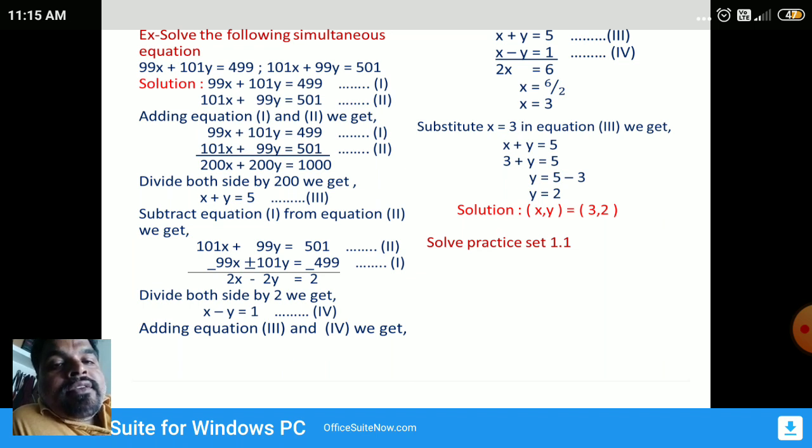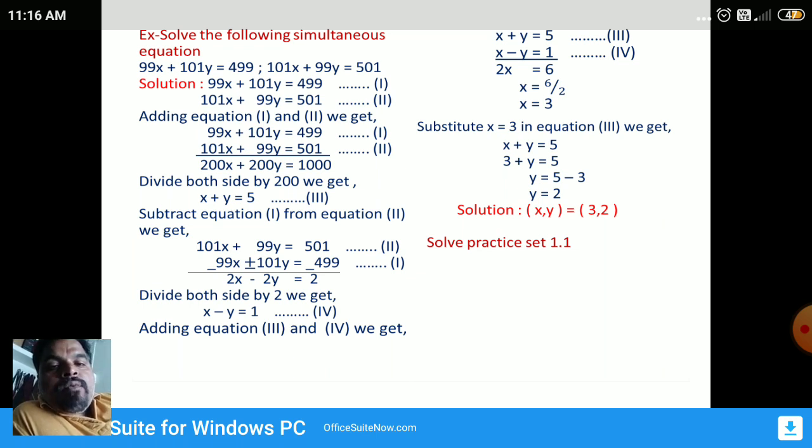Then you subtract equation 1 from second. First we write the second equation, 101x plus 99y is equal to 501. And below it, the first equation, 99x plus 101y is equal to 499. Now you change the sign of all terms of this equation. Then the sign of 99 is minus, the sign of 101 is minus, and the sign of 499 is minus.